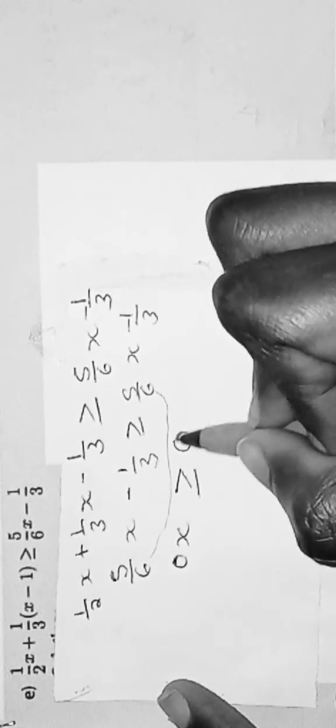And then if you take this one to this side, you're going to get 0x. And if you take this one to this one, you're getting a 0. So you're getting a 0. The answer is this one.